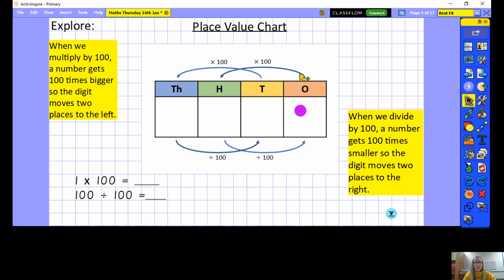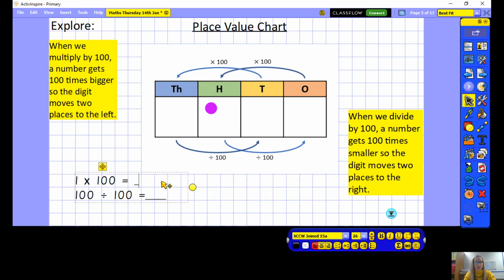So here you can see at the top, when the number's becoming bigger, multiplying by 100, the numbers are moving 2 spaces to the left, and when we divide, it's moving 2 spaces to the right. So here I've got the calculation 1 times 100 equals. So here we have a place value counter. So when we multiply 1 by 100, the counter moves 2 spaces across. So 1 times 100 equals 100.